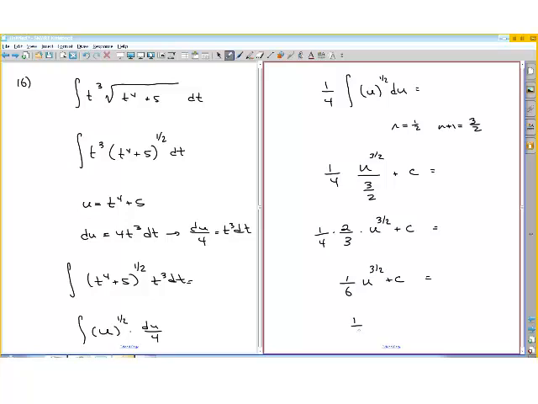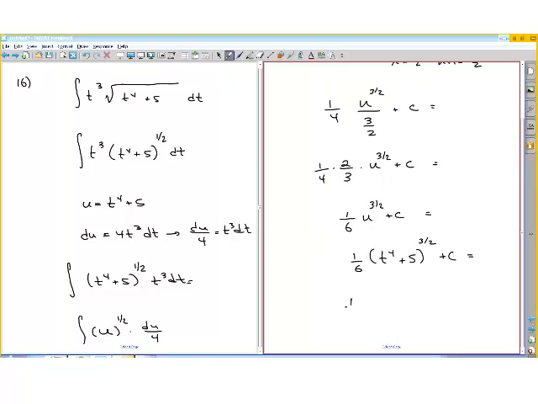Okay, now I can stick it back in. So you get 1/6 times u, which we go over here, is t to the fourth plus 5 to the 3/2 plus c. And that's probably as far as we need to go. You could say it's the square root of t to the fourth plus 5 quantity cubed. That's another way of writing the 3/2 power, but that one's probably good enough.